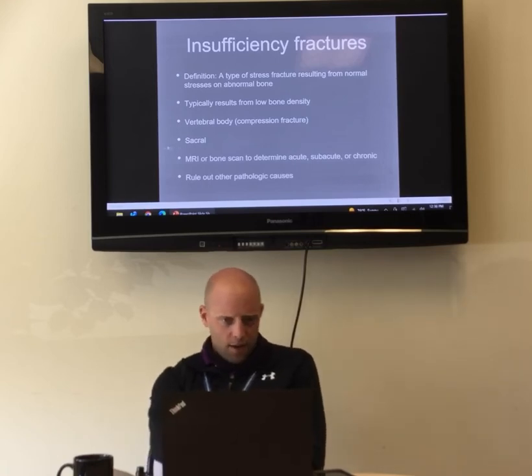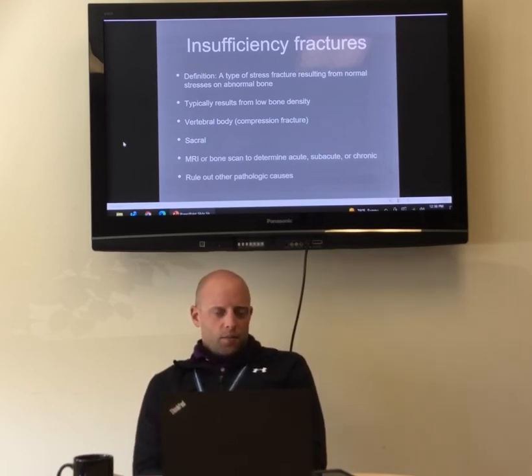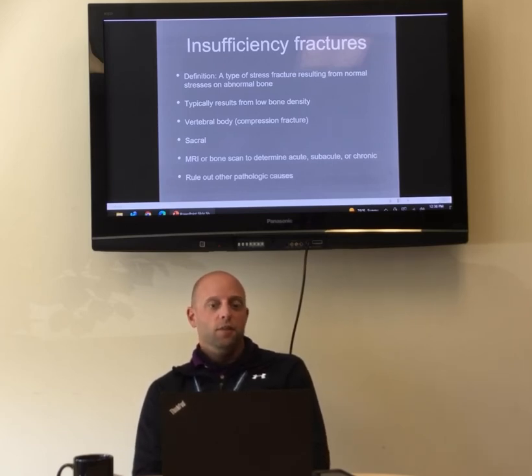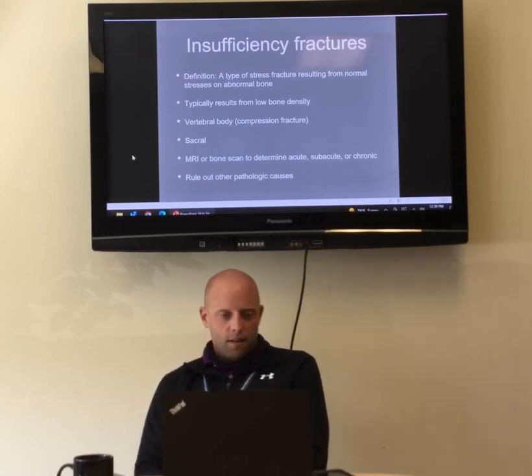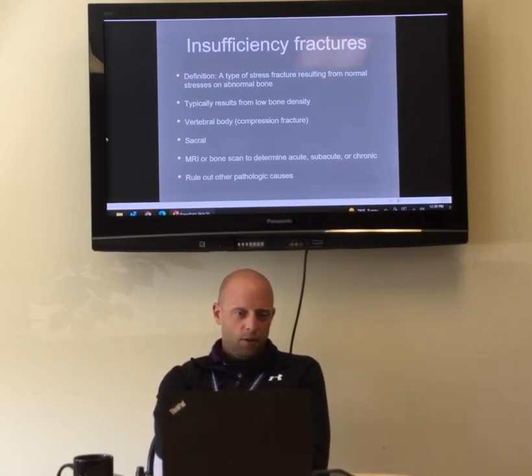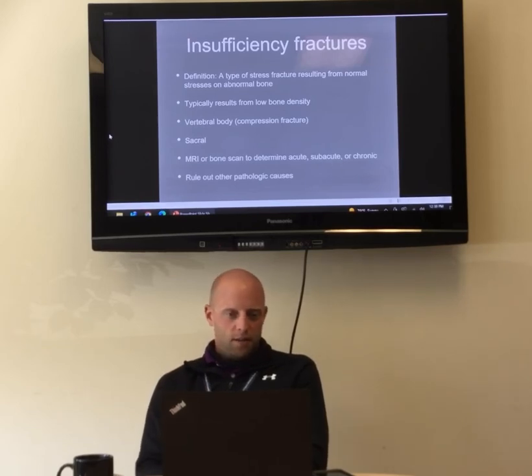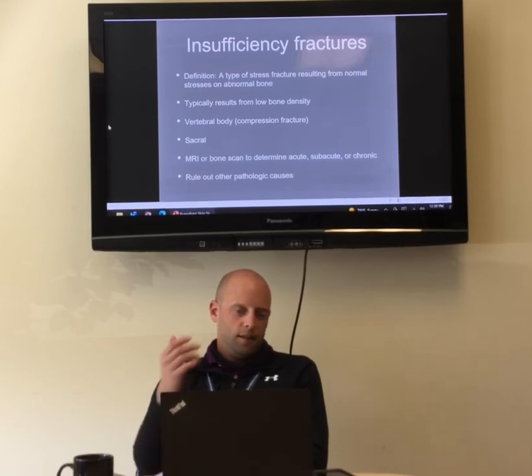You can also get these in the sacrum. To determine this, if you do an X-ray and somebody has a compression fracture, you can typically see the compression fracture on the X-ray. And if you do another X-ray 20 years from now, you're still going to see a compression fracture there, even though it's healed. That's always going to be there. So the way to determine whether this is an acute fracture or a recent fracture is an MRI or a bone scan. This will show the actual inflammation in the bone, and then you can determine whether this is acute, and that affects your treatment options. And obviously, you want to rule out other pathologic causes, like I said, metastatic disease, things like that.